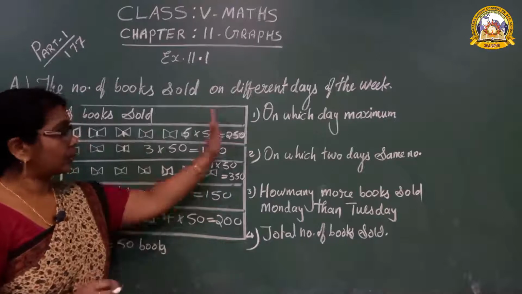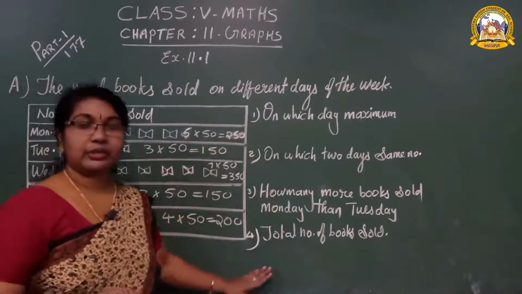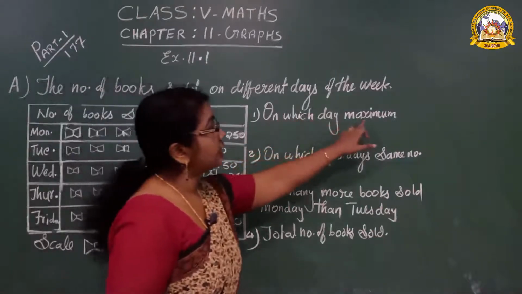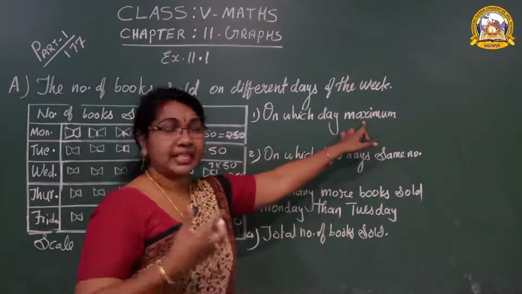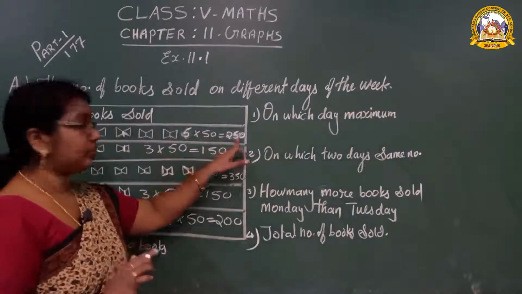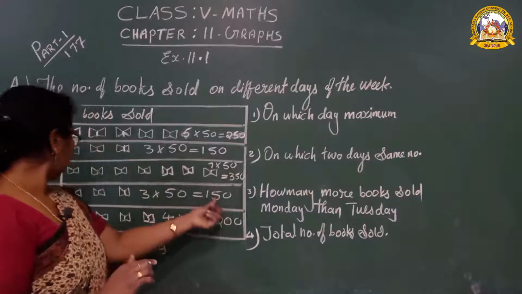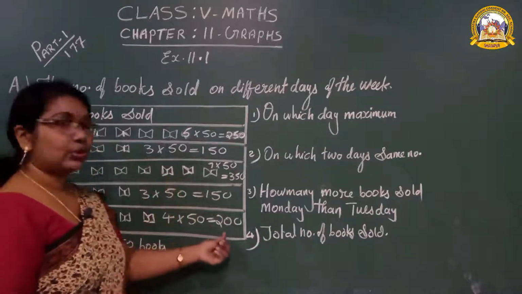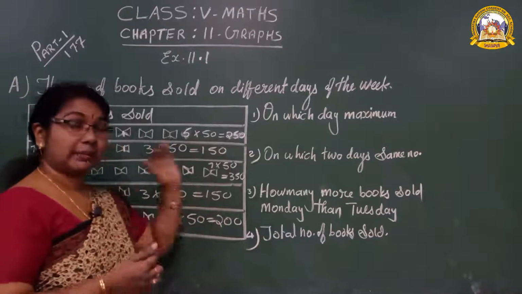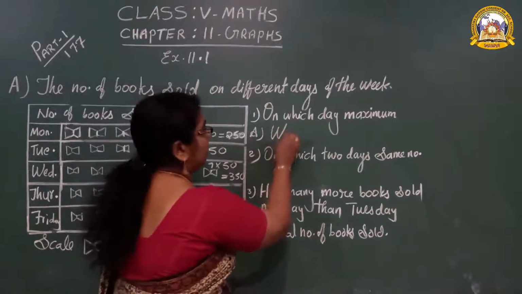First, from the question you have to find out how many books were sold on each day. Now see the questions in your book. There are 4 questions written. First question: on which day maximum number of books sold? Maximum means what? Highest number of books. Monday 250, Tuesday 150, Wednesday 350, Thursday 150, Friday 200. Can you say which day? Maximum means highest. In which day maximum number of books sold? Wednesday. You should write only the answer. Wednesday.